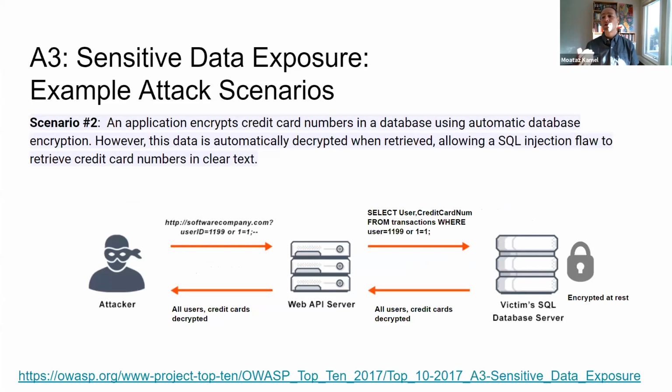Another scenario is where, for example, an application may be encrypting credit card numbers. They're doing the right thing to encrypt the credit card numbers in the database, and it's encrypted at rest. However, the database automatically decrypts them when you retrieve. So what that means is that if there's a SQL injection flaw, it'll decrypt after you run the SQL transaction, and so all of this stuff comes over in the clear text. So that's a case where there's a partial measure in place to secure the data, but because it's not encrypting it on the way out, it leaves that data exposed to being exploited.